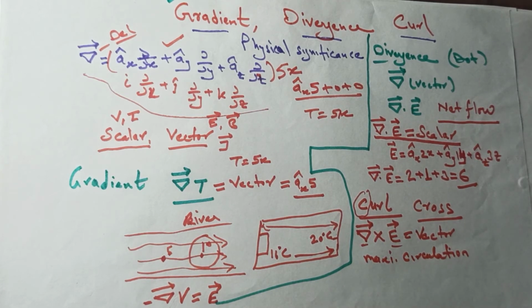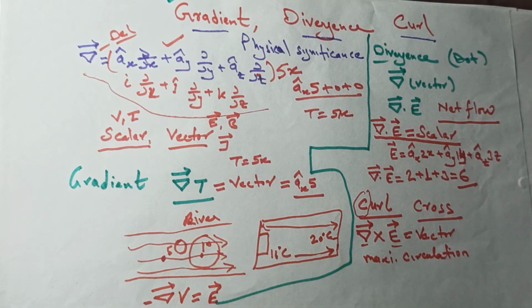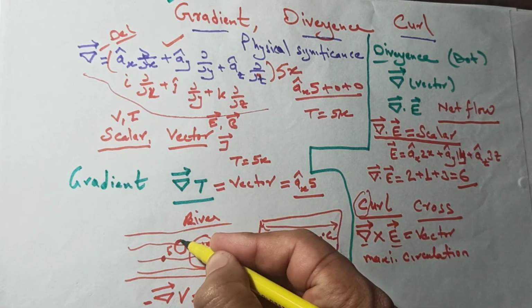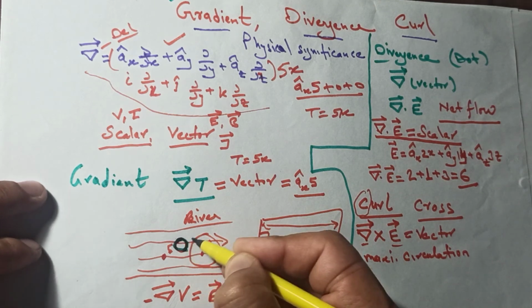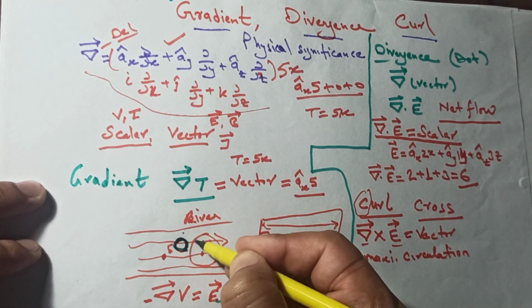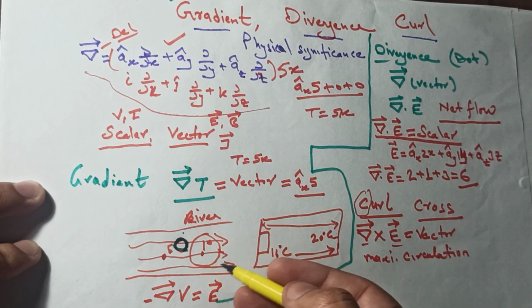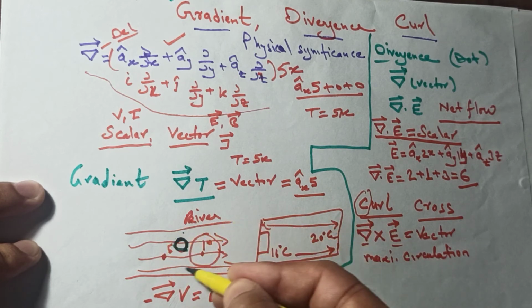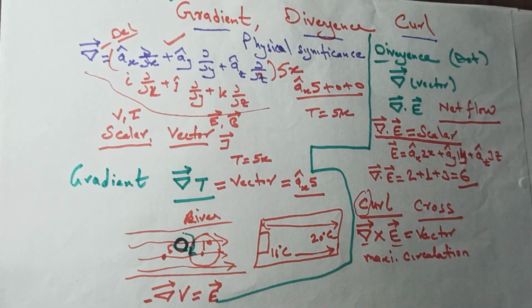Now let us say the water is flowing. If you put anything in between this water, let us say a cardboard, and if it starts revolving in any direction, this direction or this direction, you might have seen that if you put something in the water and it starts revolving, then it has the curl, it has the curl vector.